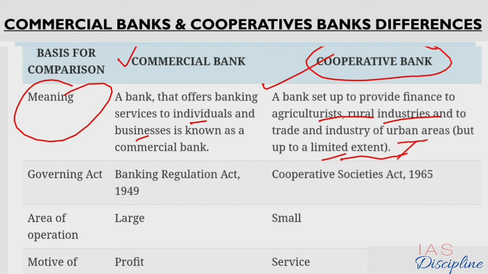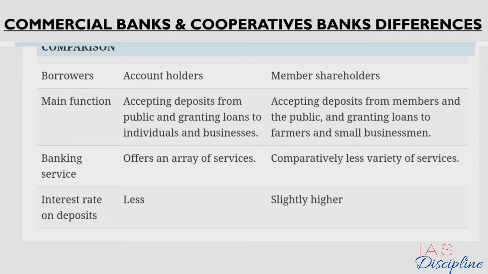Okay. Now coming to the governing Act. It is governed by the Banking Regulation Act 1949 and it is governed by the Cooperative Societies Act 1965. Area of operation is large, that is small. Motive, what is the motive? Motive is profit. The motive is service to the rural masses. Borrowers, who borrows? Account holders, whoever has an account. Here the member shareholder. Okay.